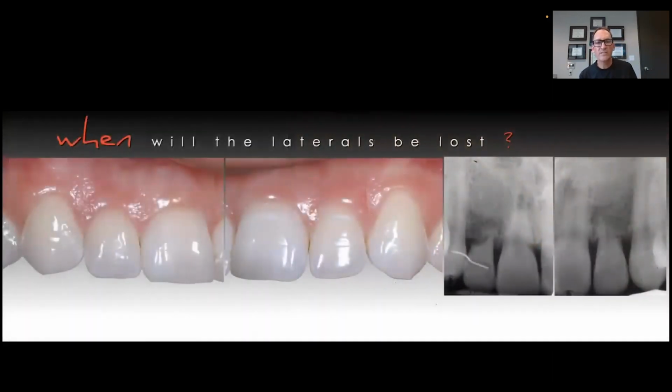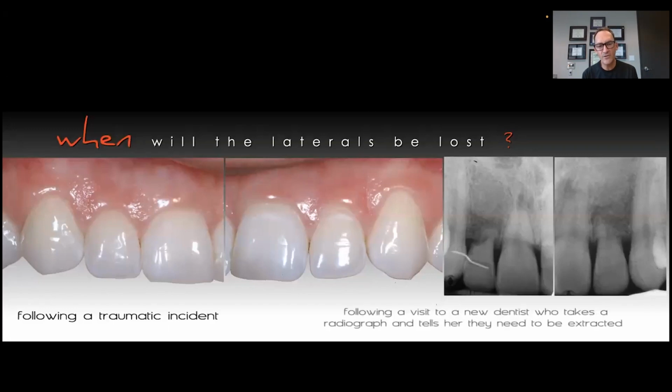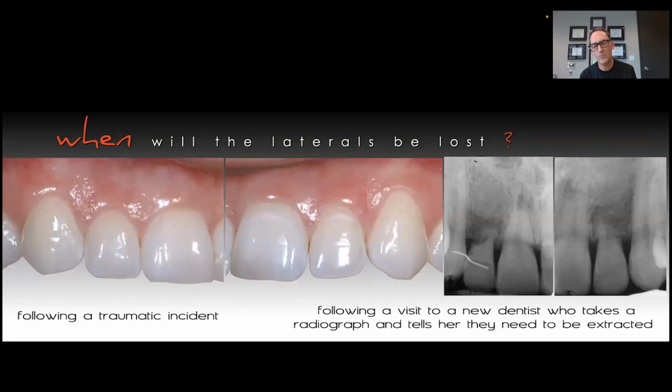When will these laterals be lost? Well, if she had any sort of trauma to her dentition, probably not going to survive. But the reality is this: the way those laterals are probably going to be lost is she's going to move and she's going to find a new dentist, and the new dentist is going to see those small roots and go, that's a problem. They should have bigger roots. We should take those teeth out.